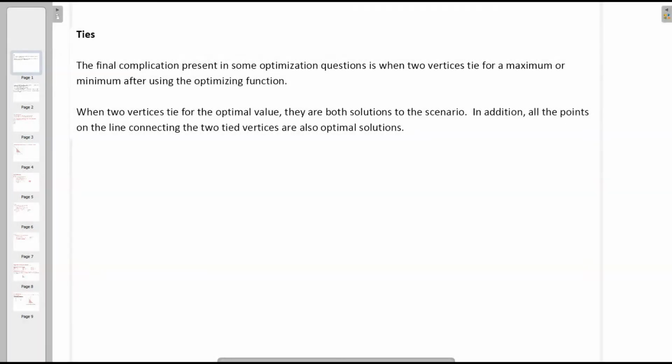The final complication present in some optimization questions is when two vertices tie for a maximum or a minimum value after using the optimizing function. When two vertices tie for the optimal value, they're both solutions to the scenario. In addition, all the points on the line connecting the two tied vertices are also optimal solutions. Let's take a closer look at this.